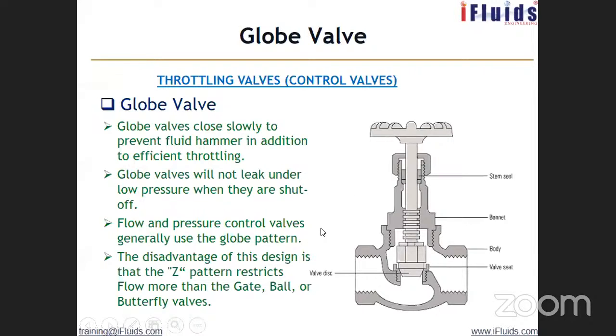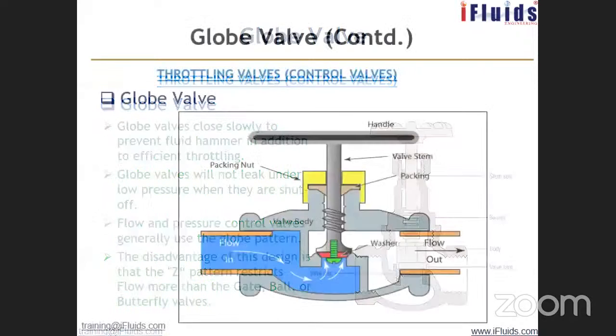Flow and pressure control valves generally use the globe pattern. When you want to regulate the flow or you want to regulate the pressure in an equipment, the globe valves are used. These are the preferred ones. The flow pattern, if you see, it is like a Z. Okay, it goes through a zigzag pattern. So the pressure drop will be more in this case.